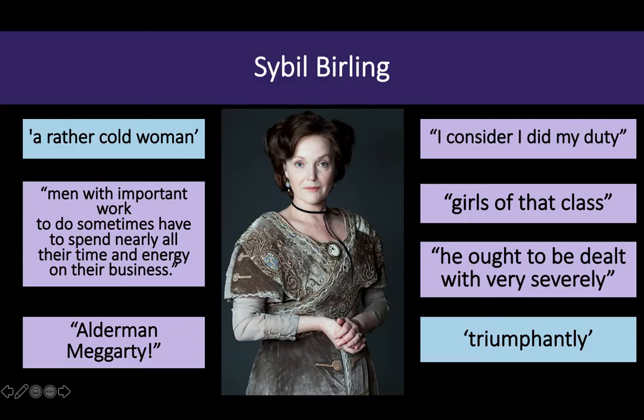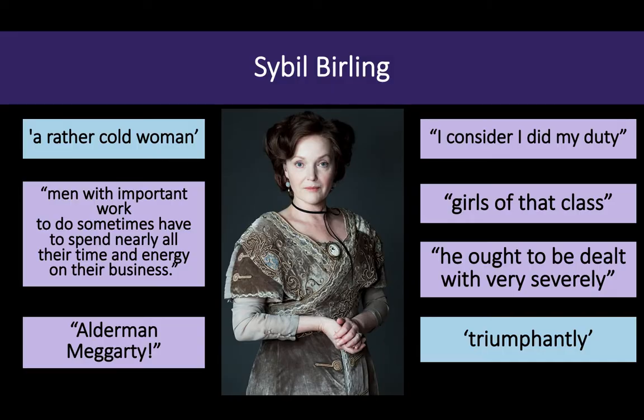I'm going to skip a little bit, but the fact that she refers to Eva as "girls of that class," that dismissive tone, that judgmental tone, says that she believes that the working class had lower morals, if you like. But actually, look at the actions of Gerald. Look at the actions of Alderman Megarty.